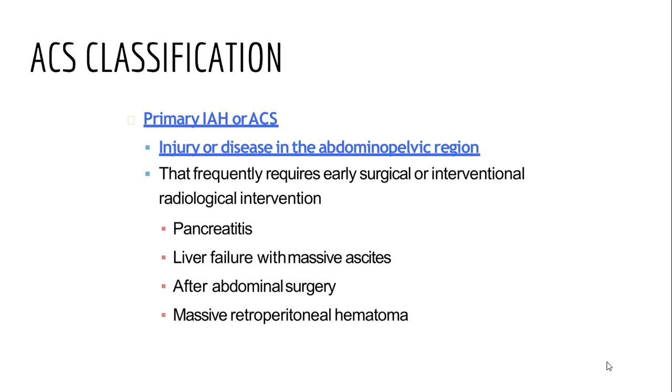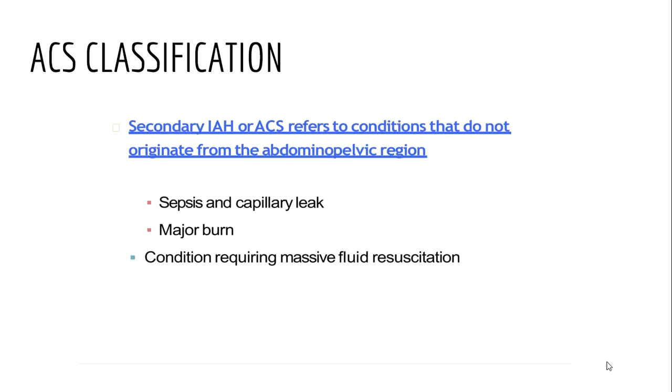It is classified into primary, secondary and mixed. Primary ACS is injury or disease confined to the abdominal pelvic region that frequently requires early surgical or radiological intervention, as in pancreatitis, liver failure with massive ascites, after abdominal surgery, and massive retroperitoneal hematoma. Secondary ACS refers to conditions that do not originate from the abdominal pelvic region, as in sepsis and capillary leak, and major burns, conditions requiring massive fluid resuscitation.